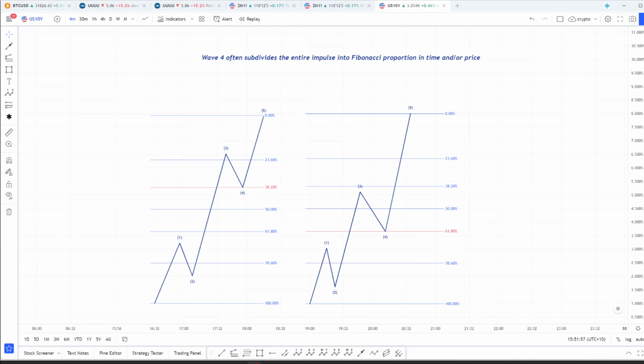Wave 4 often subdivides the entire impulse into Fibonacci proportion in time and/or price. Now I'll leave the time aside, but one thing I check when I look at an impulse is I'll put a retracement over the entire impulse and look for any point that might go down to the 38.2% as a pointer to where wave 4 may be, as shown on the left. On the right, we've got an extended wave 5. Now, if we can get a 61.8% touch down there for wave 4, then that is how we would identify an extended wave 5, or that's one of the ways that you can do it.